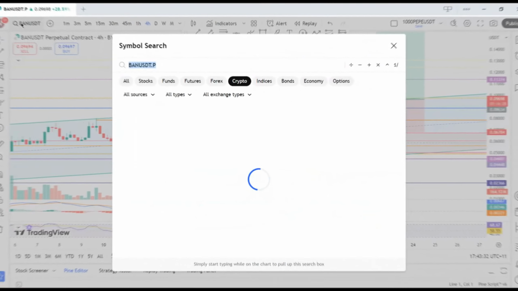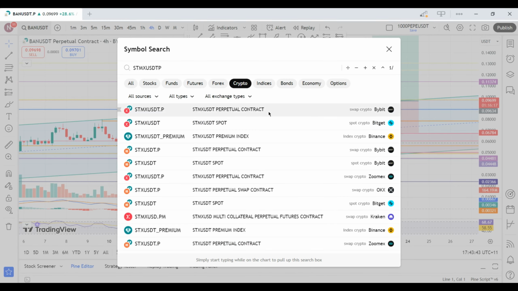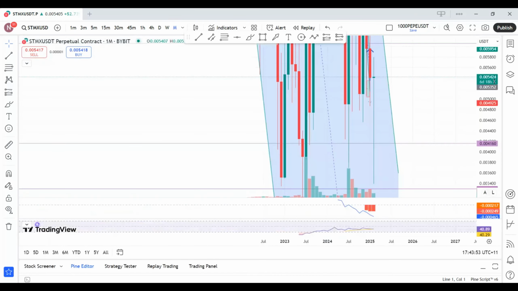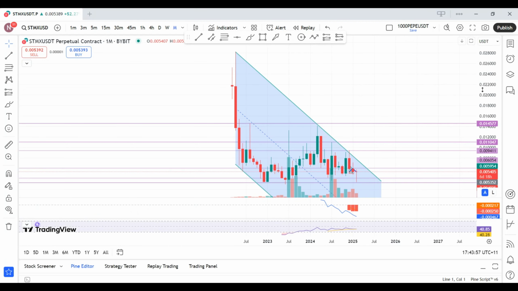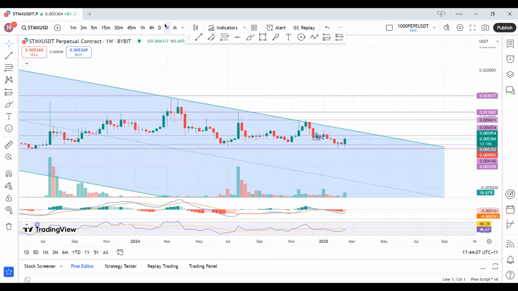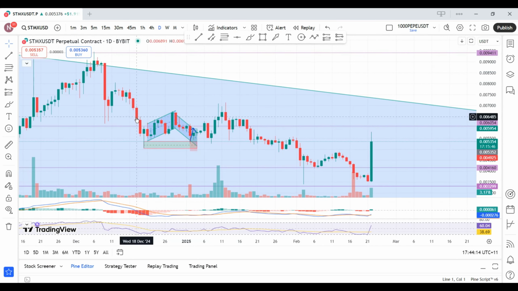I'm going to be analyzing the STMX USDT pair. I'm going to go to a higher time frame here. I already drew a big channel here because I placed a trade with this pair before, so it's still a downward trend. I go to weeks and see, here is my last trade with this pair. I'm just going to delete this because I'm done with it.